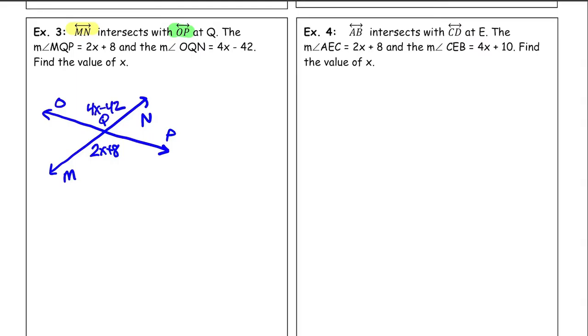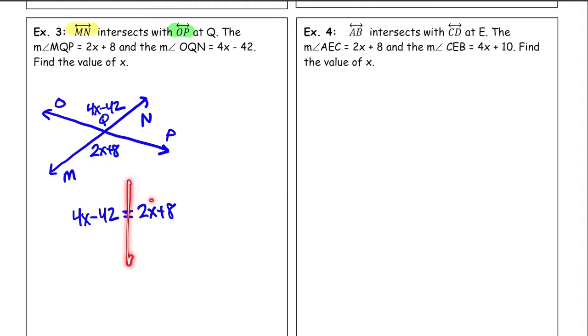Now, like I said, they might not be in the exact same location, but they should be in the same position relative to each other. So what I mean by that is your two angles should be across from each other. If they're not across from each other, you probably mixed up your letters somehow. But since they are across from each other, these are what we call vertical angles, remember? And I know all vertical angles are equal. So my equation here is going to be 4x minus 42 equals 2x plus 8.